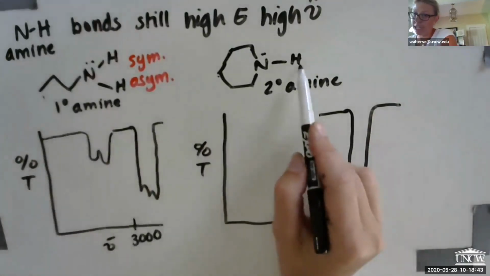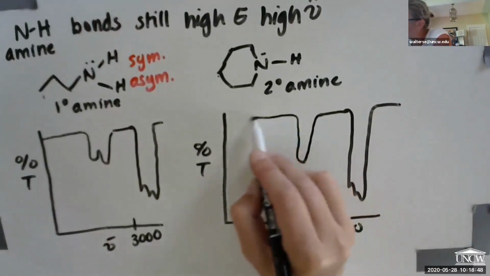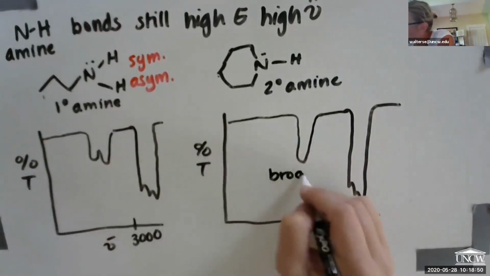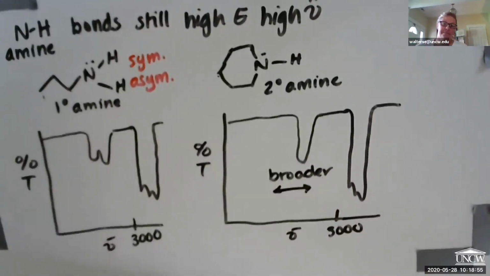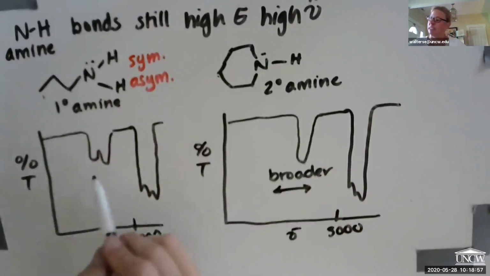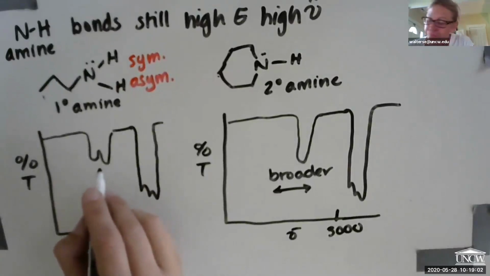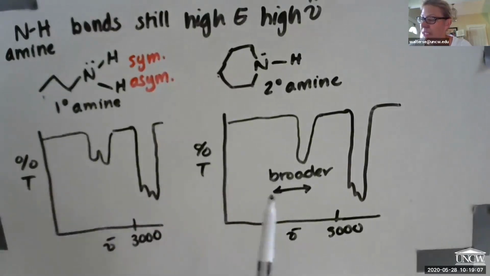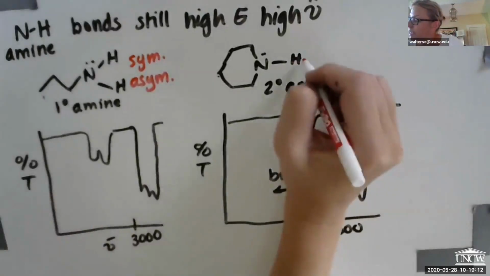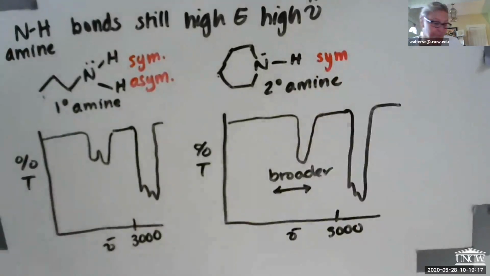Whereas over here, you only have one stretch and it looks like this. This is a little bit broader, left to right, than a carbon to hydrogen. It looks like the underside of a female cow. It looks like an udder. So that's how you can tell the difference between the two different types of amines. Because this one only has the one bond, obviously you can only have the symmetric stretch.